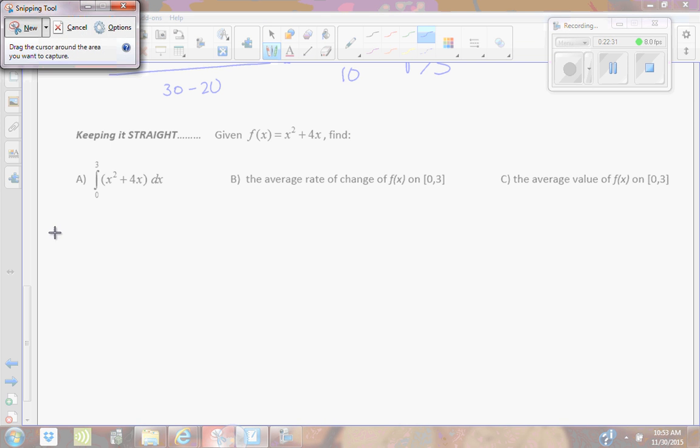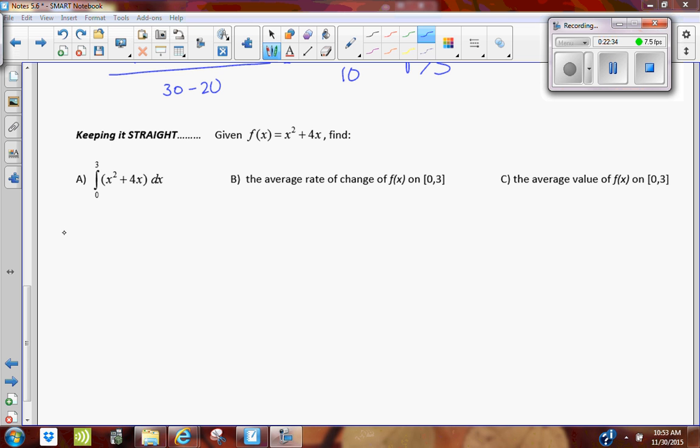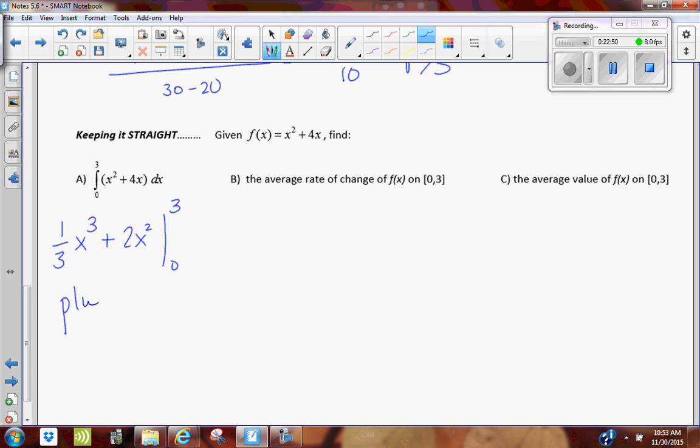So how do you take the antiderivative? Take it. 1/3 x cubed plus 2x squared from 0 to 3, right? Plug in, and so on. Okay, you get an answer of 27. I'll go ahead and tell you that. Well, at least that's what I got over the break.